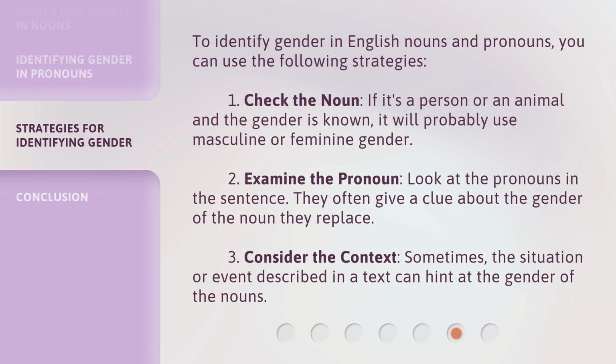To identify gender in English nouns and pronouns, you can use the following strategies. 1. Check the noun. If it's a person or an animal and the gender is known, it will probably use masculine or feminine gender. 2. Examine the pronoun. Look at the pronouns in the sentence. They often give a clue about the gender of the noun they replace. 3. Consider the context. Sometimes, the situation or event described in a text can hint at the gender of the nouns.